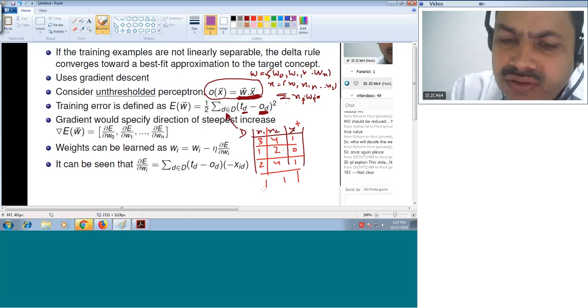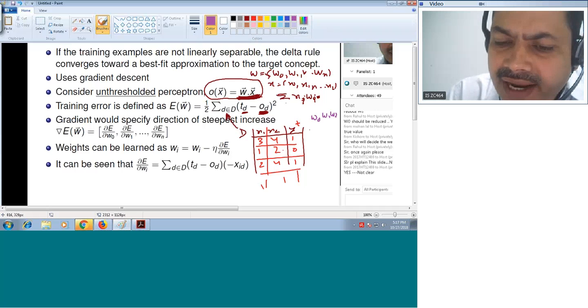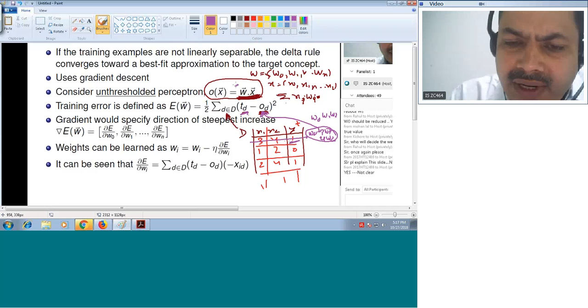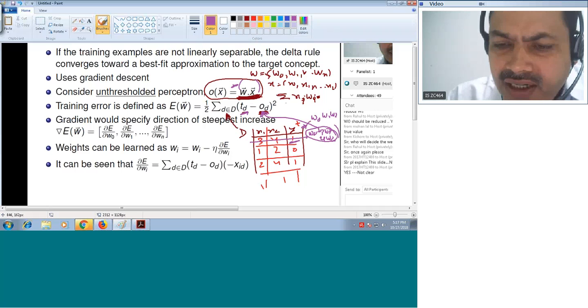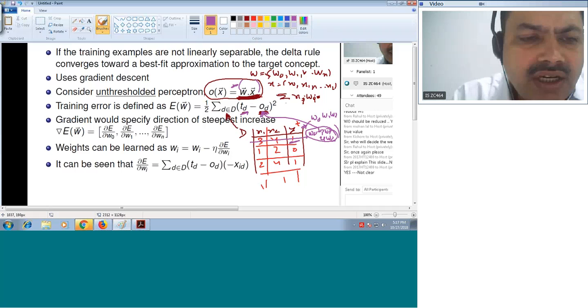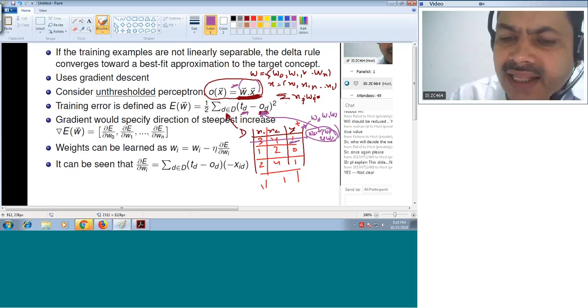So given these values, let's assume that W0, W1 and W2 are given to you. For this particular line, you find out W0 plus 3W1 plus 4W2. This is what O_D is. And what is T_D? T_D is this. Then you can apply the sigmoid so that the value comes into the range of 0 and 1. That is understood over here, because it's a neuron, some function also needs to be applied. So you apply this and you get this.